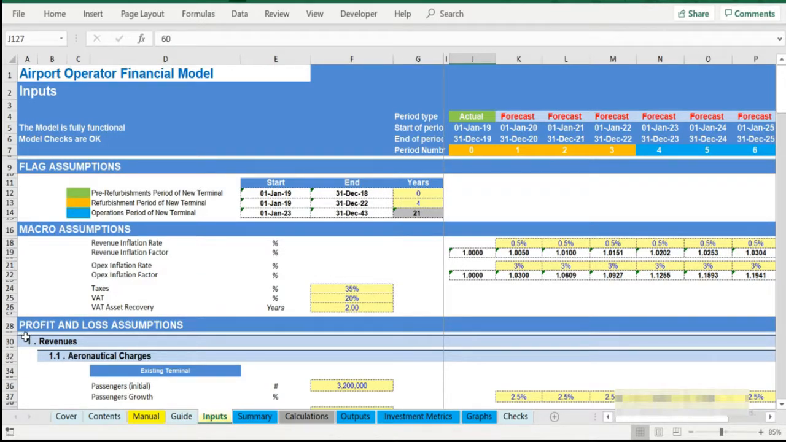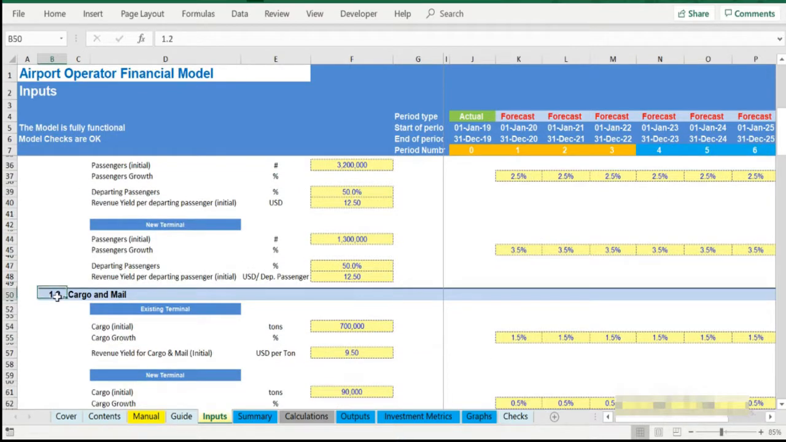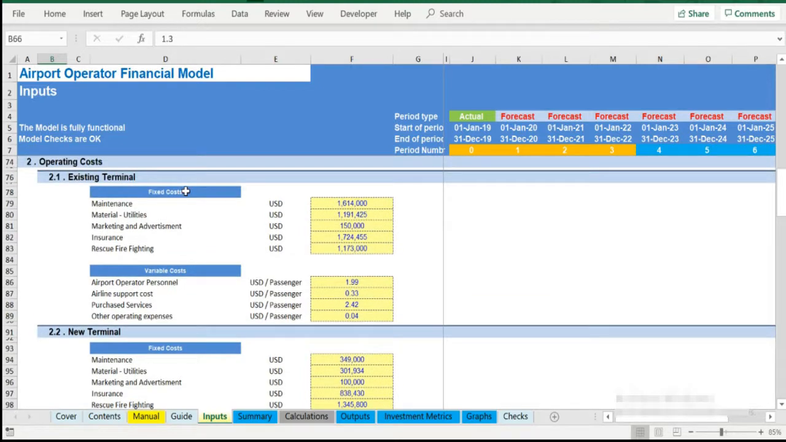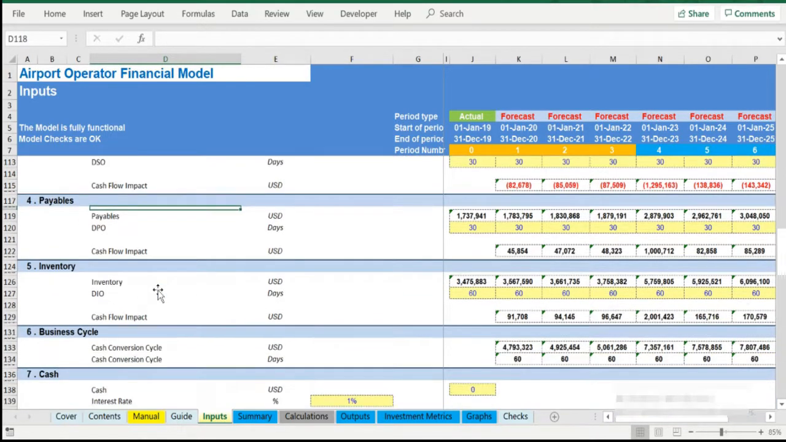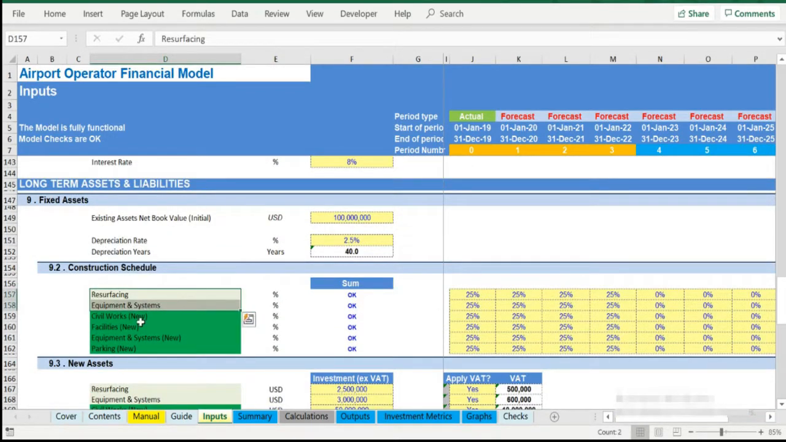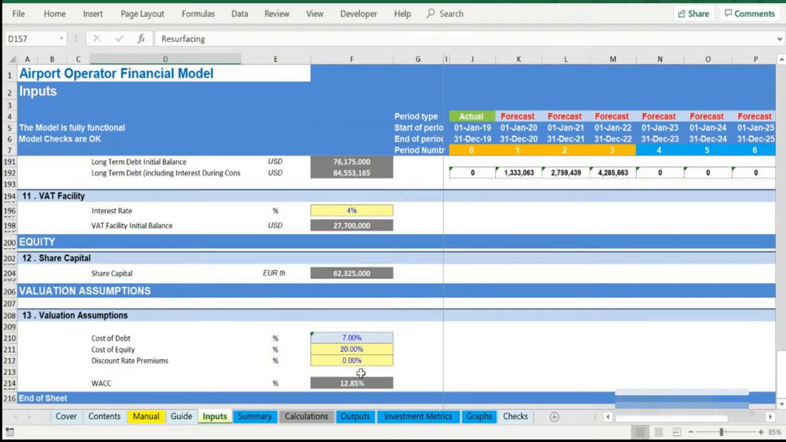Moving on to the inputs, you have two sets of assumptions, one for the existing terminal and one for the new one. Detailed inputs for revenues: aeronautical charges, cargo and mail revenues, commercial revenues, non-aeronautical. Cost splits between fixed: maintenance, material, utilities, marketing and advertisement, insurance, rescue firefighting; and variable: operator personnel, airline support cost, purchased services, other. Working capital: receivables, payables, and inventory. Fixed assets and capex, split into existing terminal refurbishments and new terminal investment, equity financing, as well as valuation assumptions such as discount rates used in the weighted average cost of capital.